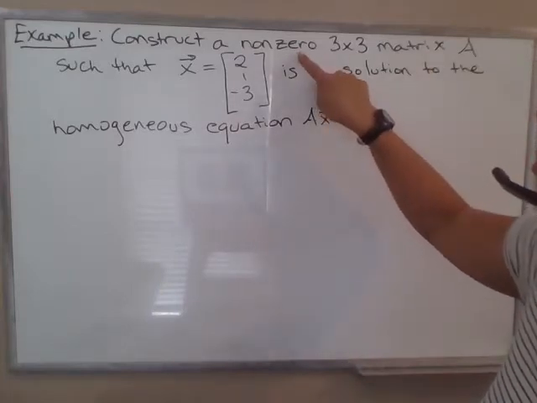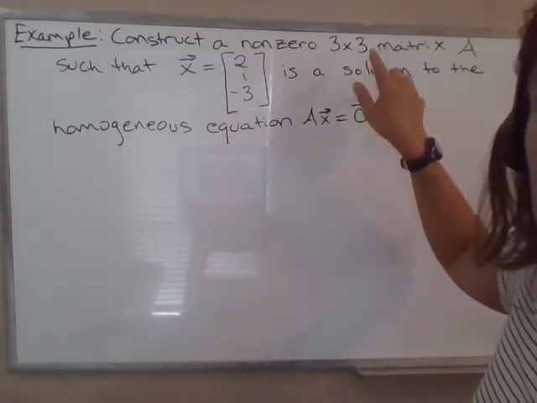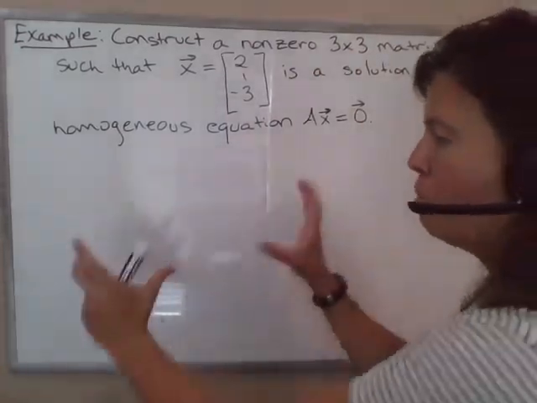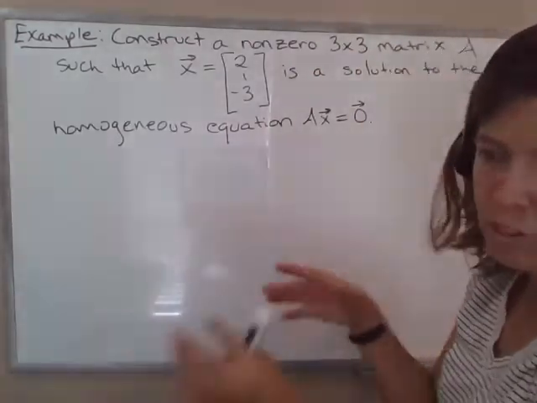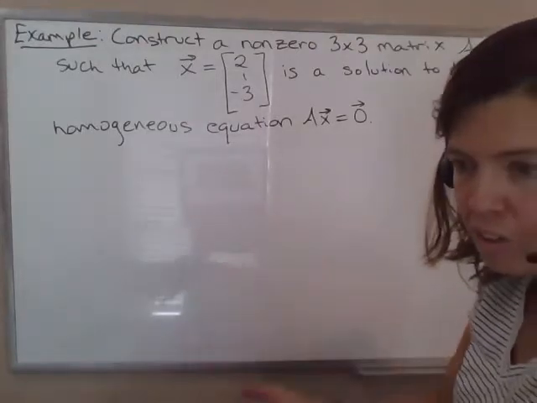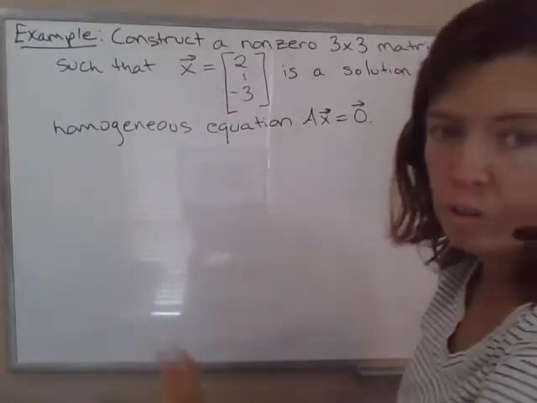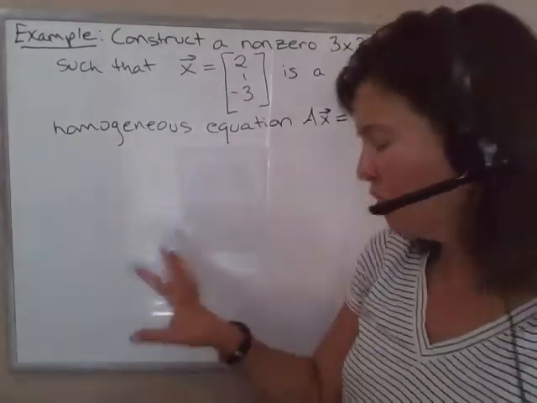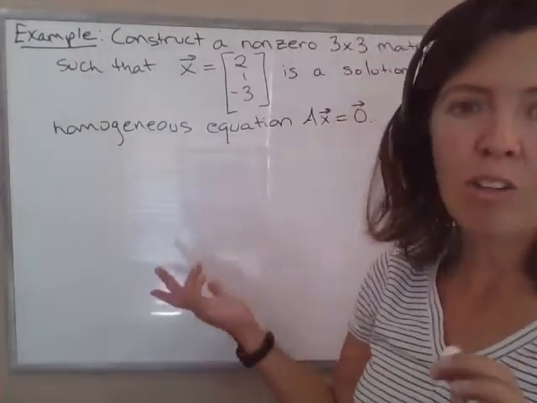First of all, non-zero 3 by 3 matrix. When we say it's a non-zero matrix, we mean it's not a 3 by 3 matrix with zeros in every entry. A zero matrix would be a matrix whose entries are all zeros, like a zero vector. If there's any entry that's not zero, then that's a non-zero matrix.